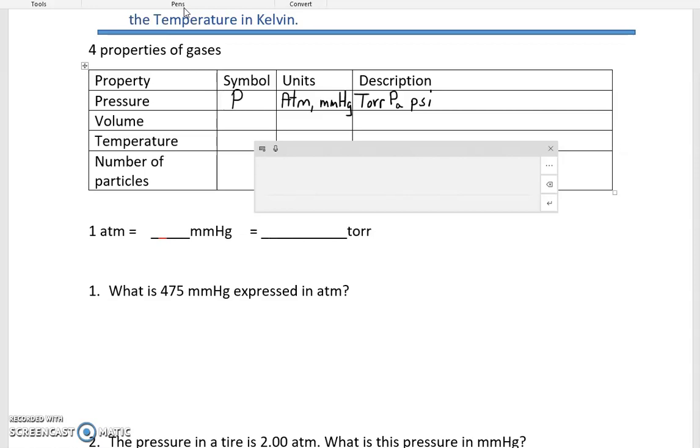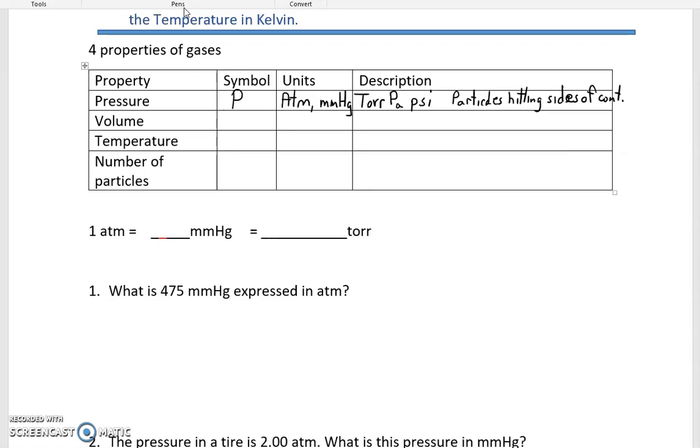Pressure is caused by the molecules hitting the sides of the container. So it's caused by particles hitting the sides of the container. I don't know if I'm going to have room or not. Okay. We will abbreviate container, make it all fit.